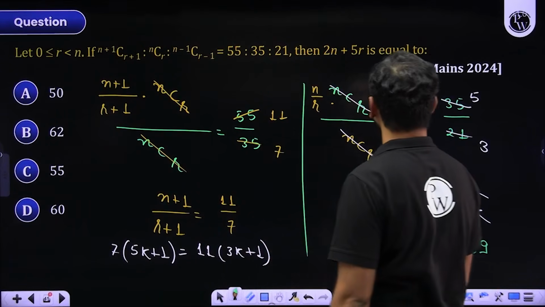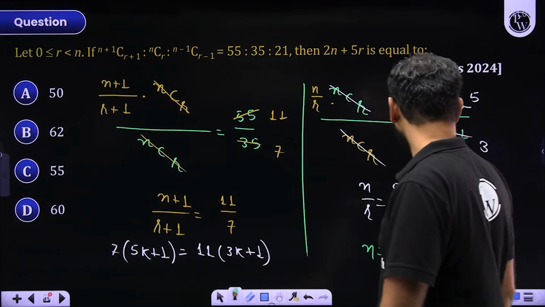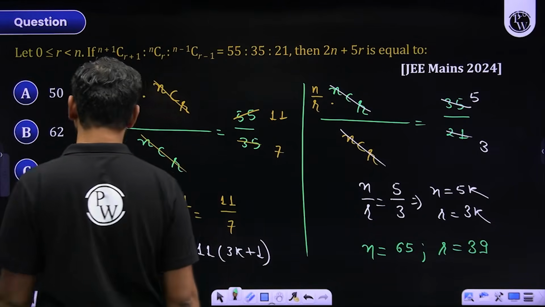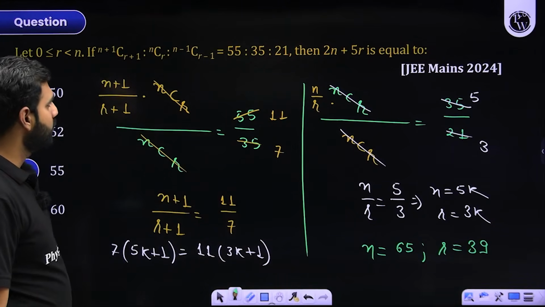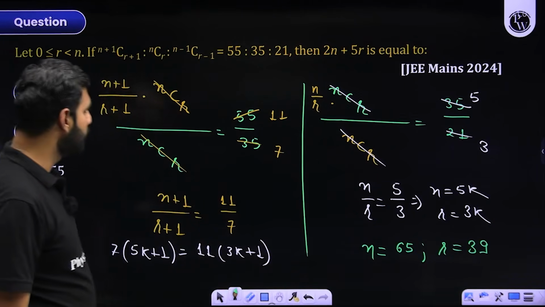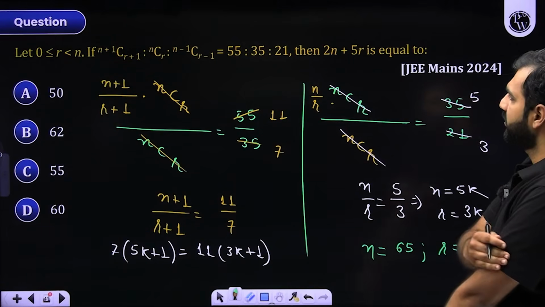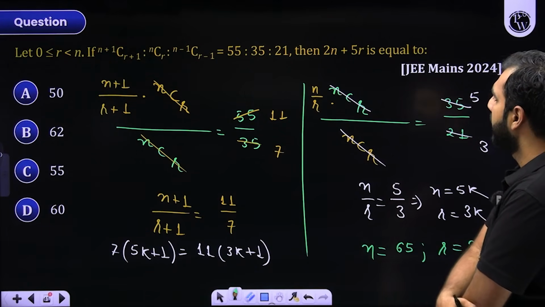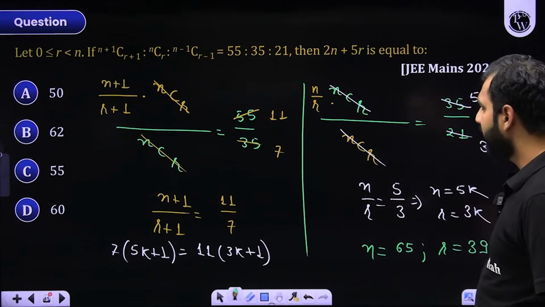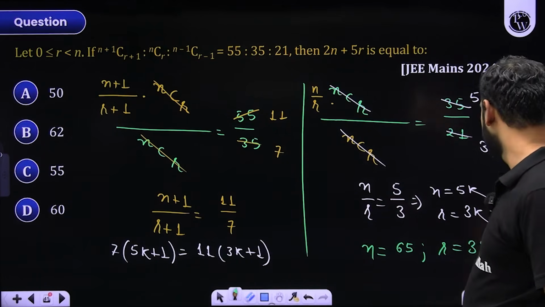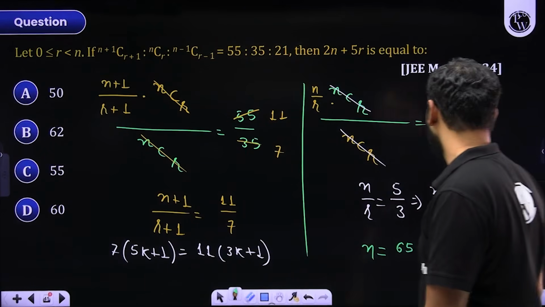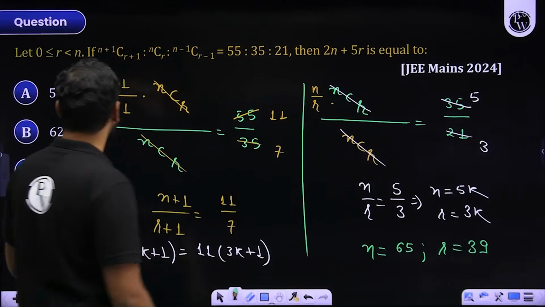What were we asked? We were asked 2n plus 5r. I hope I'm not committing any error, because to me, the value looks amazingly huge. I hope I've not made any error or mistake here. Let me just cross-check this part again, because 2n plus 5r will be huge and this is not matching. This is clearly not matching with the correct option here. Let me cross-check this part again. What did we begin with?